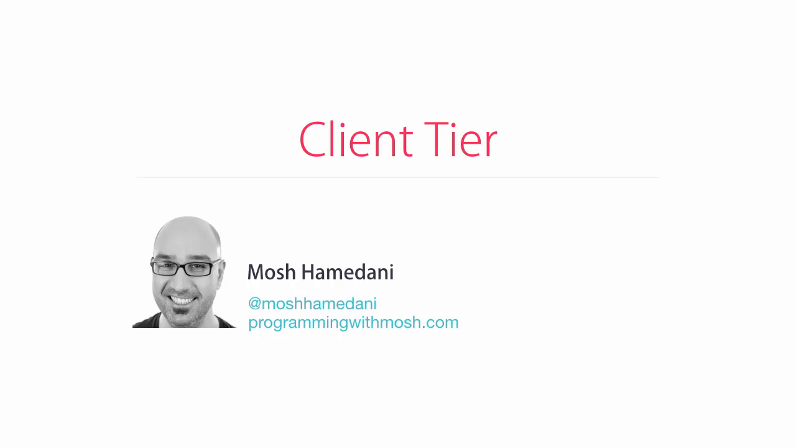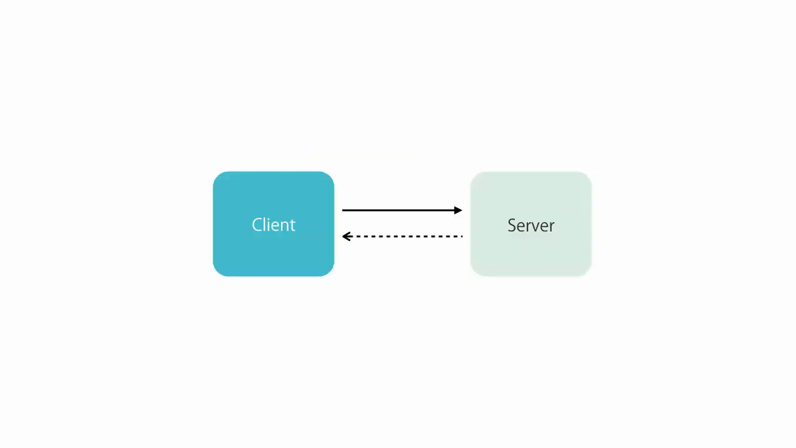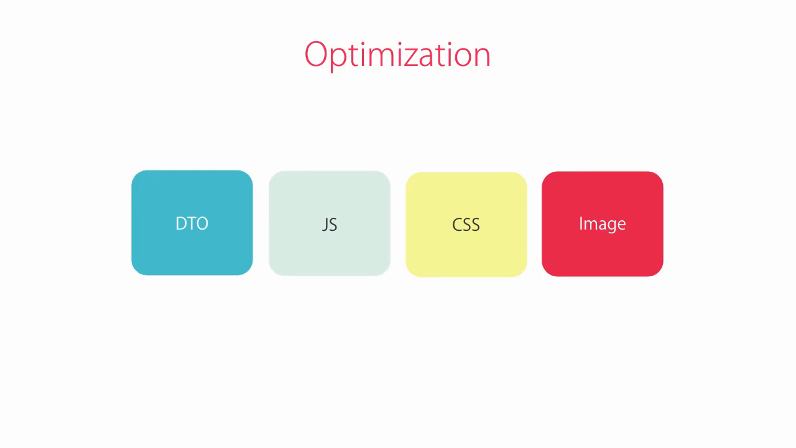Okay, we got to the optimizations for the client tier. The optimizations we apply in this tier are based on two simple principles. We have the client and the server. Since these machines are located in different geographical areas, we should reduce the number of requests from the client to the server and also the size of the response.